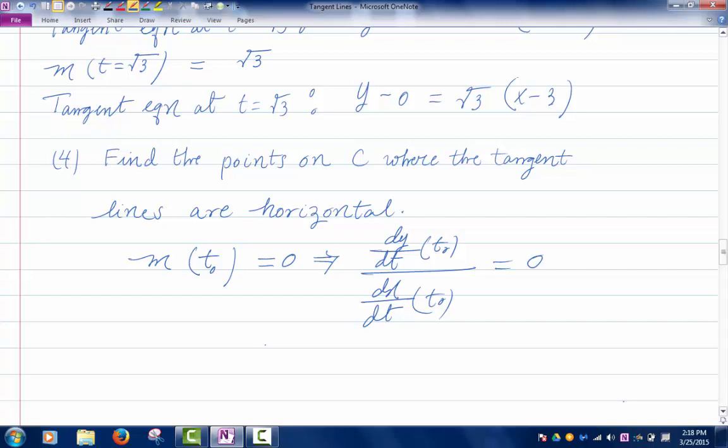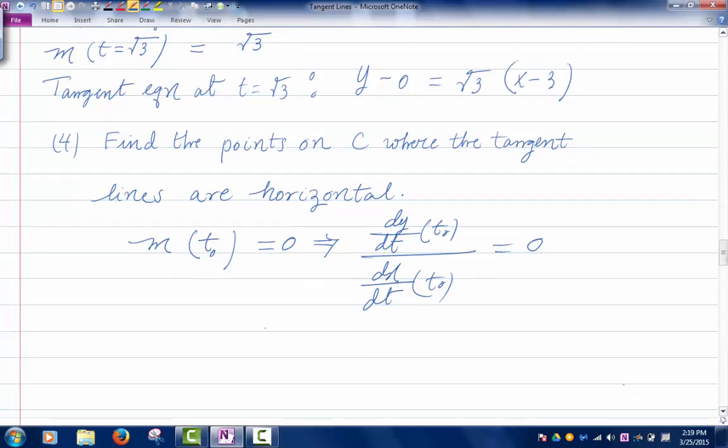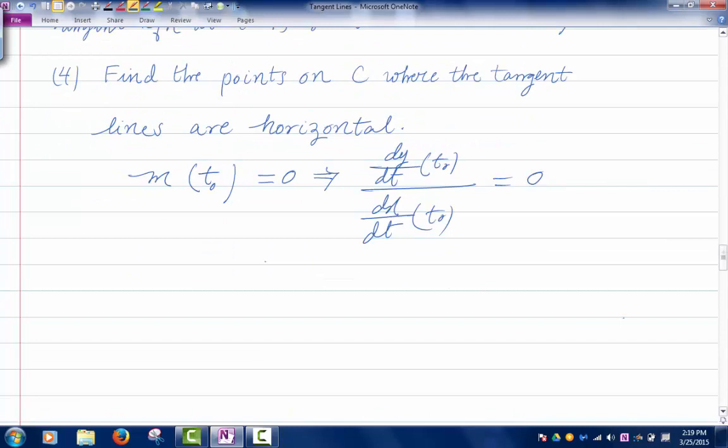When the numerator is 0, but the denominator is not 0. Because if both of them are 0 at the same time, then this quotient is undefined, right? This quotient will not be 0. If both numerator and the denominator are 0 at the same time, then this slope is undefined, right? It's not going to be 0. So I want the numerator to be 0, but the denominator to be non-zero, right?